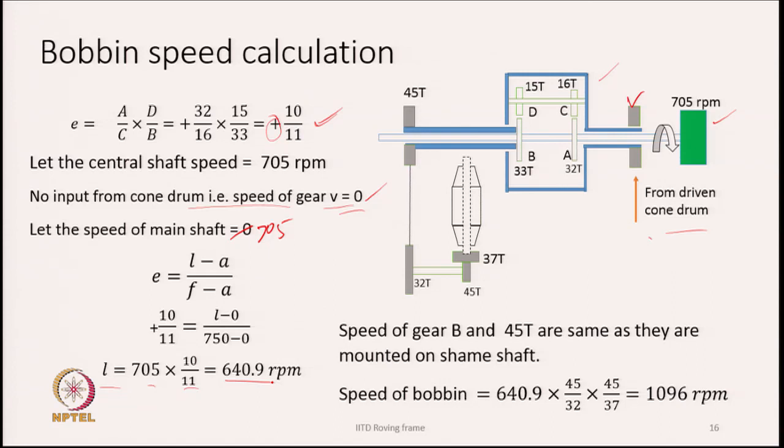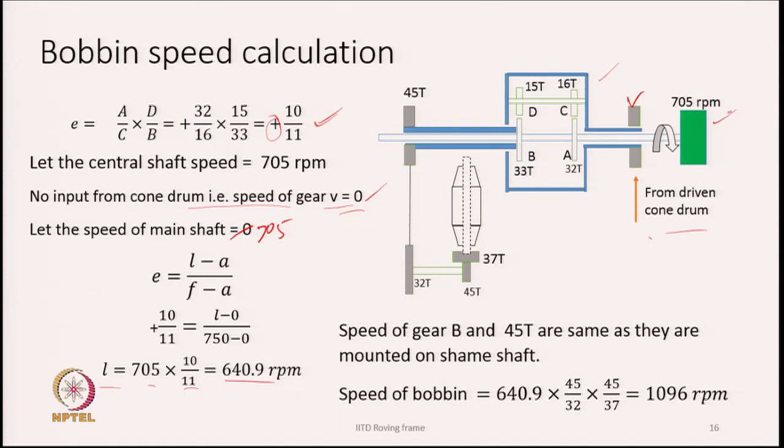So, gear B will turn at a speed of almost 641 rpm if the main shaft rotates at 705 rpm and there is no input from the cone drum. Otherwise, if there is some input from the cone drum, then we can put those values and we will be able to get whatever speed we need.